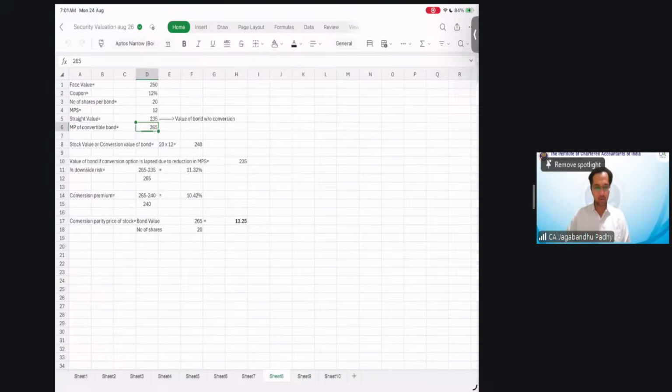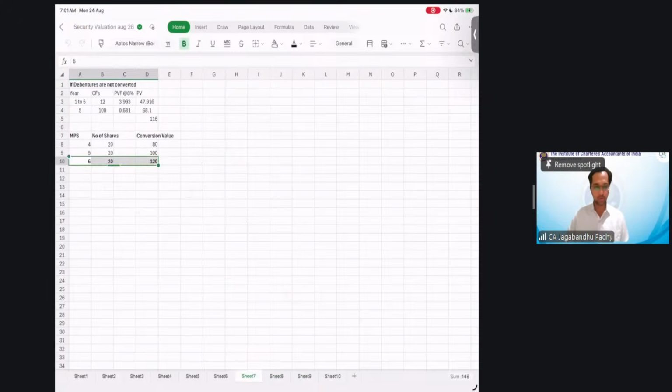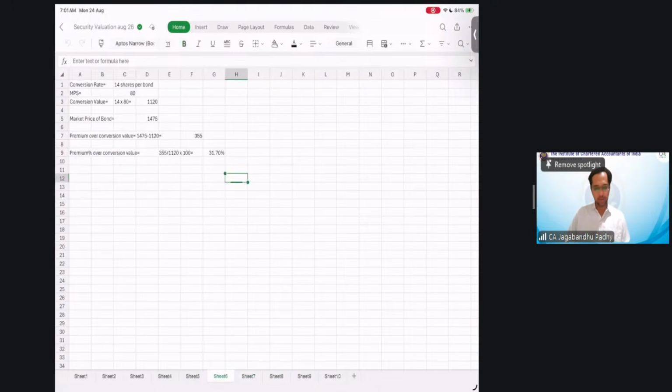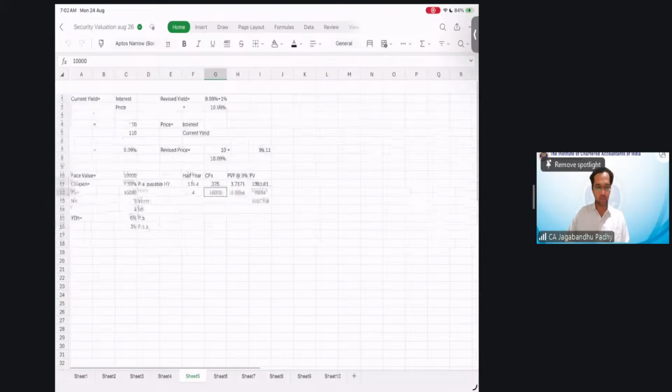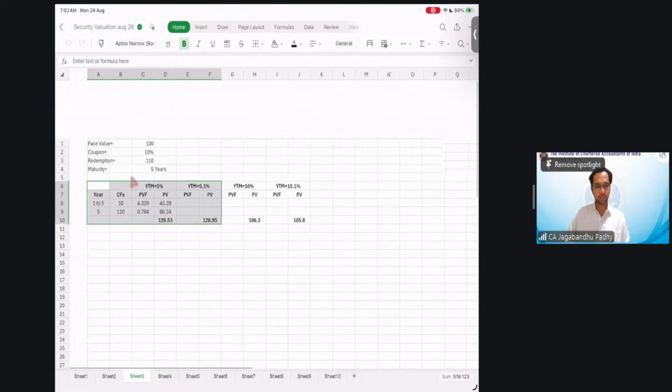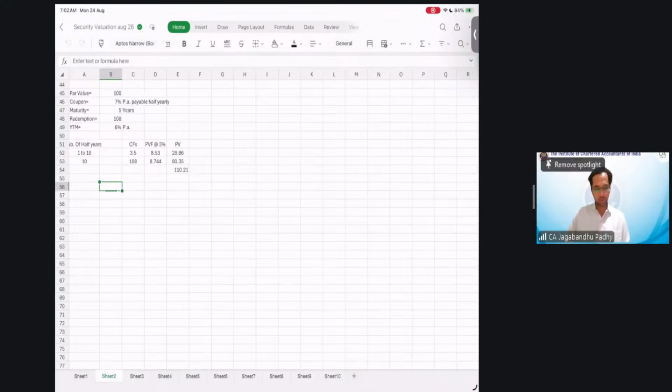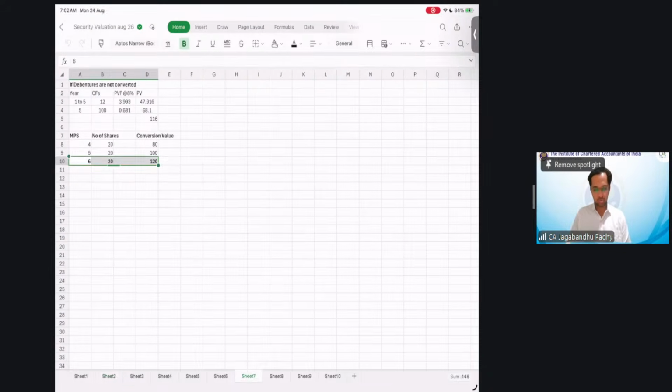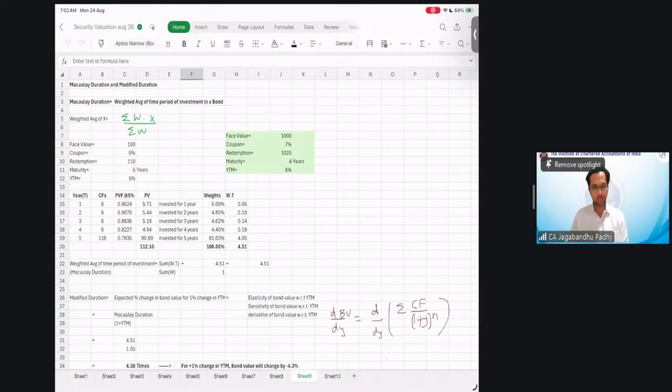So we discussed how to carry out the valuation of a bond by simply taking the present value of all future cash flows. Then we also discussed how to calculate the Macaulay duration, which was essentially only the weighted average of time period for an investment in a bond. And then we went ahead with modified duration.